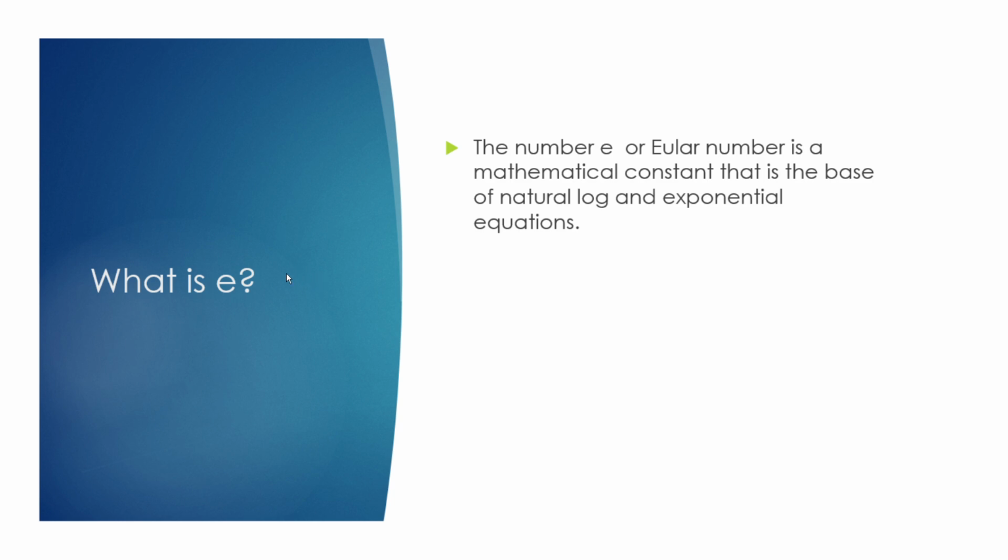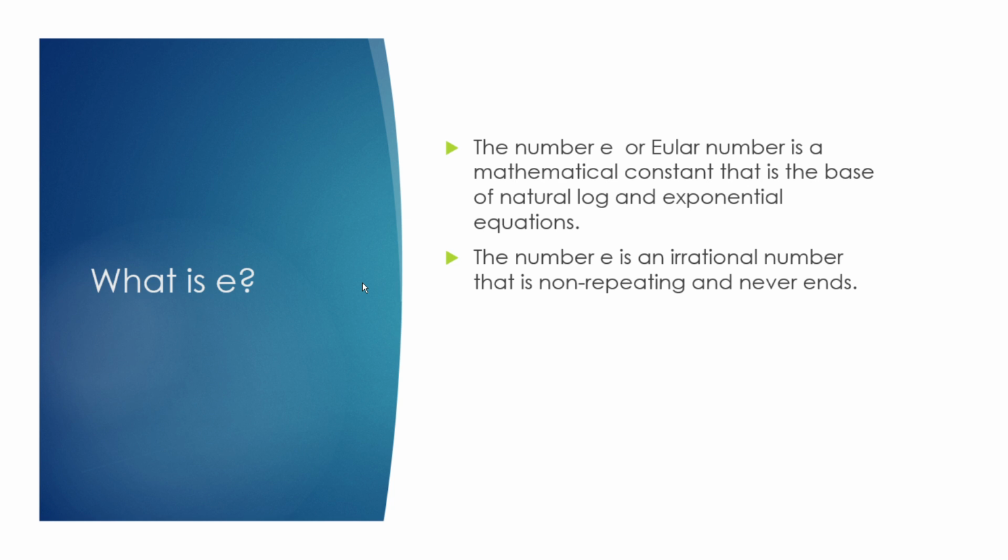So, what is e? Well, the number e, or Euler's number, is a mathematical constant that is the base for natural logarithms and exponential equations. The number e is also an irrational number that is not repeating and never ends.